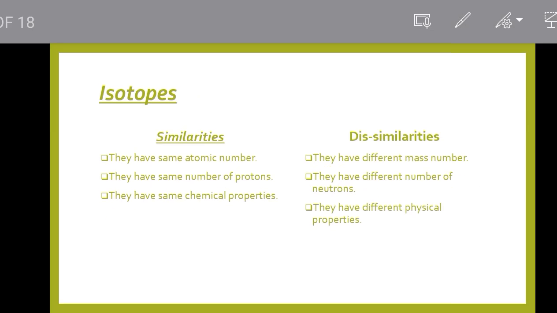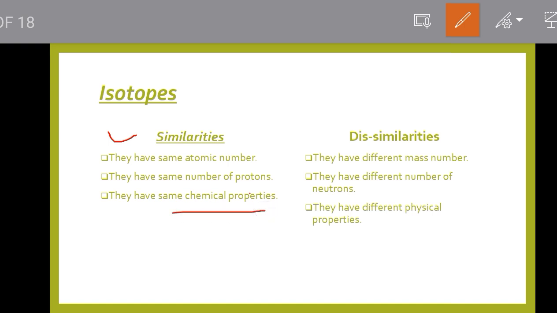Here are some similarities and dissimilarities between the isotopes. First we'll focus on the similarities. Which things are the same in the isotopes of the same elements? They have the same atomic number, meaning the same number of protons, and they have the same chemical properties.